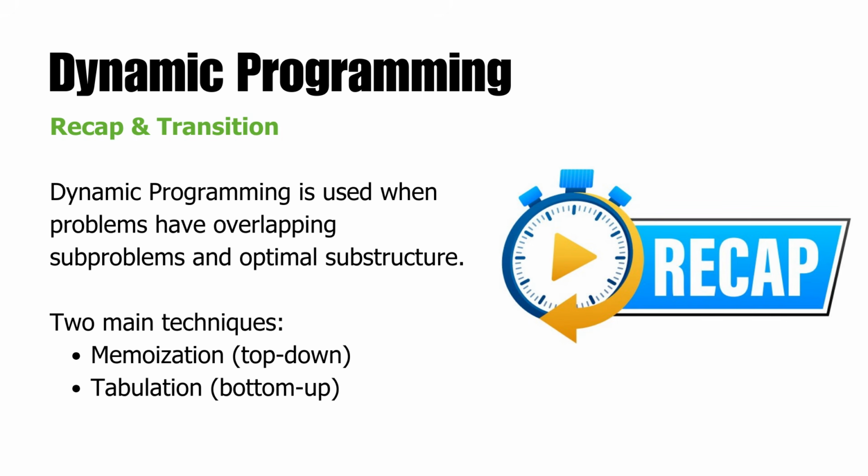In summary, dynamic programming is essential for problems with overlapping subproblems and optimal substructure. The two main approaches, memoization and tabulation, provide flexible problem-solving strategies. Classic DP problems include Fibonacci numbers, coin change, and longest common subsequence. Next, we'll explore greedy algorithms, where we make locally optimal choices hoping to achieve a globally optimal solution.